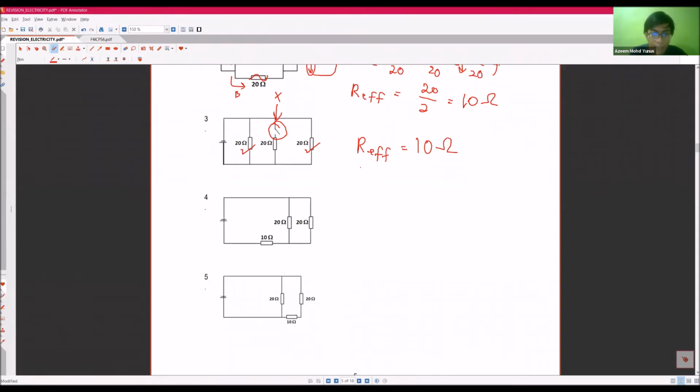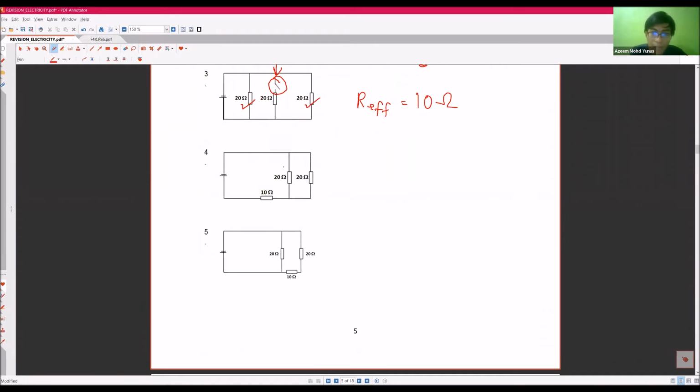So let's see number 4. Here we have a combination of series and parallel, but we must recognize that these two here are in parallel arrangement because each has its own path, whereas this one here is in series with these two, because if we follow this path over here, this 20 and 10 are right beside each other. And also if we follow this path over here, these two are immediately beside each other. So basically we have two paths, but we have to solve for the parallel arrangement first. So what we're going to do is draw a new circuit that looks like this.